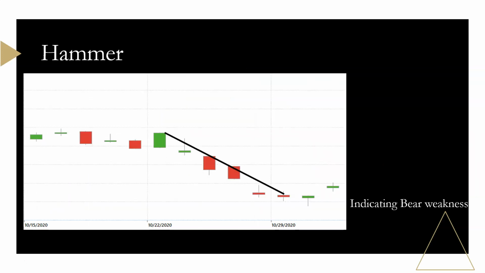And here is a downtrend showing us how the bears have been kicking the bulls' ass over multiple trading sessions. And there is your hammer indicating weakness in the bears. And there is your confirming bullish candle showing us that the bulls have now taken control.